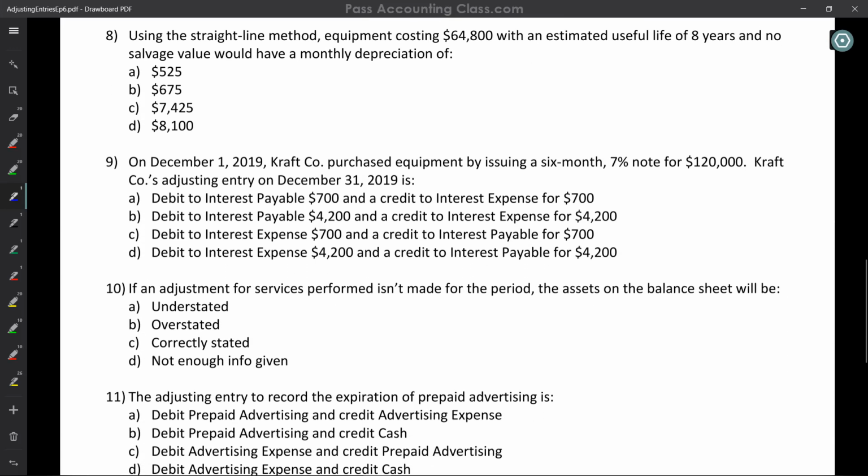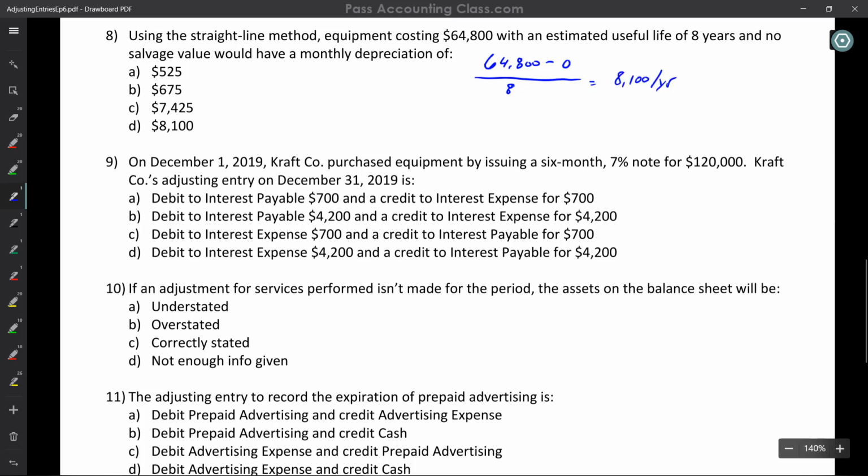Question 8 says, using the straight line method, equipment costing $64,800 with an estimated useful life of 8 years and no salvage value would have a monthly depreciation of $525, $675, $7,425, or $8,100. So what we need to do here is just take $64,800. Normally with straight line, we would reduce it by our salvage value, but here they say we have none, so that's 0. And then we're going to divide that by 8 years. That's going to give us $8,100, but that's for a year.